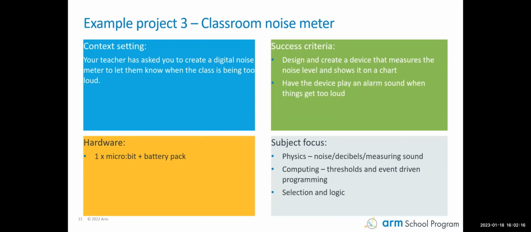And in terms of the subject focus, there is an element of physics, so they have to understand what noise is and how the microbit can sense this noise. Maybe you can even talk about decibels and what's the formal measure of sound. You could even go into the electronics of how a microphone picks up the sound and determines the power or the decibel level, but that may be a little bit too far for younger learners. And then there's the computing element of it as well: how do you set the threshold of noise, and then how you apply event-driven programming to set the alarm off when it reaches that level, which involves a little bit of selection and a little bit of logic, which we'll look at in just a minute.